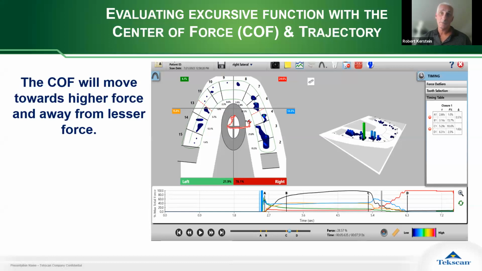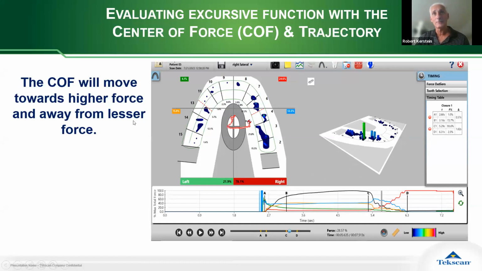Now, the next feature that's really wonderful for analyzing the excursions is the center of force trajectory. And the timing table, as I said, is along for the ride with the graph. So we're not going to talk much about the timing table, other than if you don't set the C and D lines in the right place, you won't get the right timings. If you don't set the A and B lines in the right place, you won't get the right timings. So you'll get misinformation here. So again, it comes down to the graph. Okay, now the center of force.